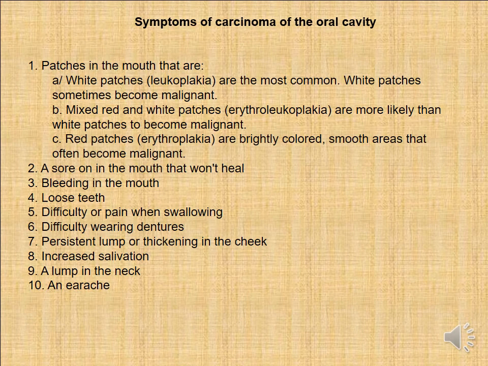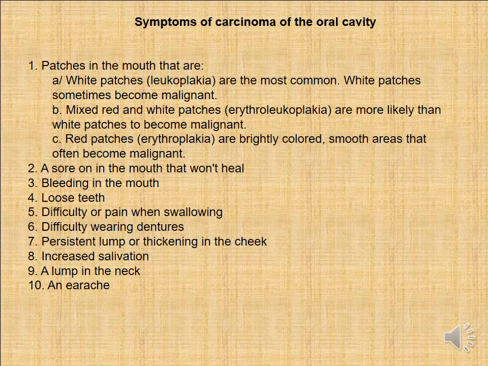The symptoms of carcinoma of the oral cavity. We have many symptoms depending on which organ in the oral cavity is affected, but in general we have certain common ones. First, patches in the mouth, which are a change in color of the oral mucosa. The normal color is pink, but when it changes to a white patch, we call it leukoplakia, the most common white patch, which sometimes becomes malignant. If it is a mixed red and white patch, erythroleukoplakia is more likely than a white patch to become malignant. And the last one, the red patch, erythroplakia, is a bright colored, smooth area that often becomes malignant. In fact, this change in color of the mucosa leads to precancerous and then cancerous lesions.